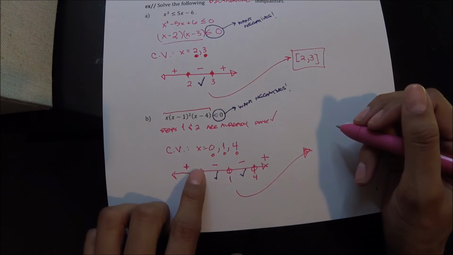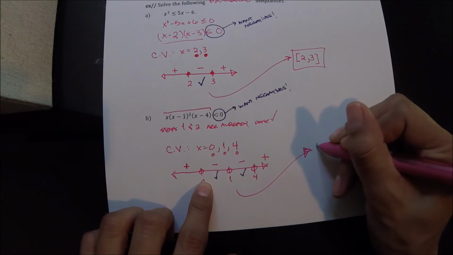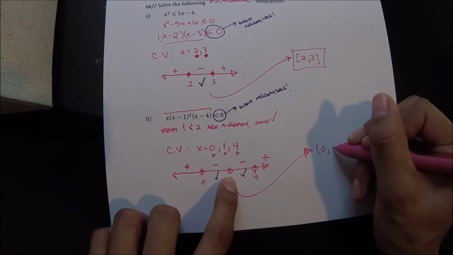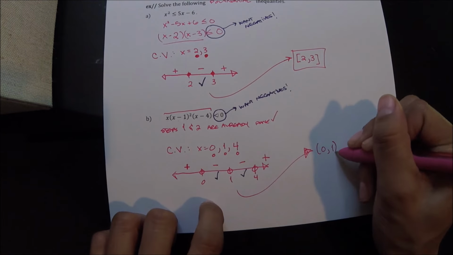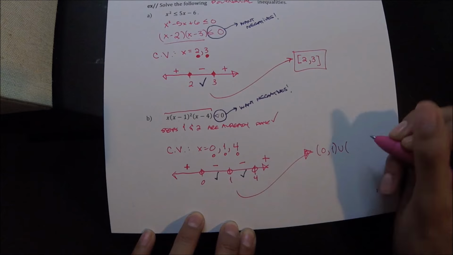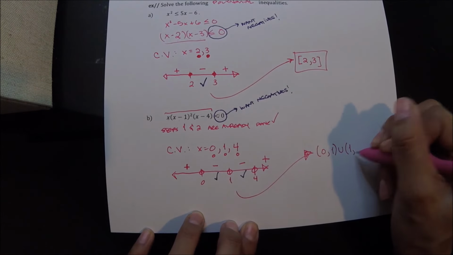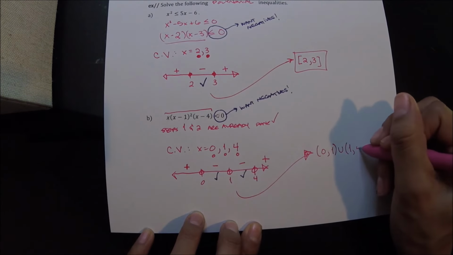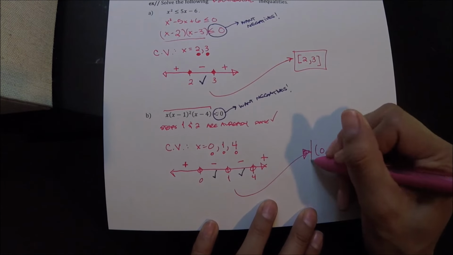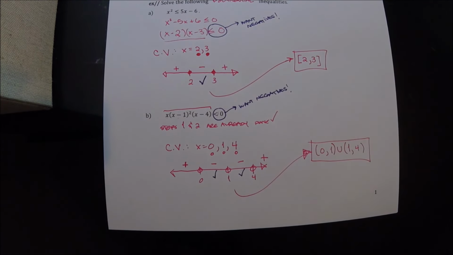We want to start at 0, but we do not want to include 0 because it has the open circle, up to 1. And then close it because we don't want to include 1. So we have to put union, start back up at 1, go up to 4. And those are the only two regions that we want, so that would be our solution.